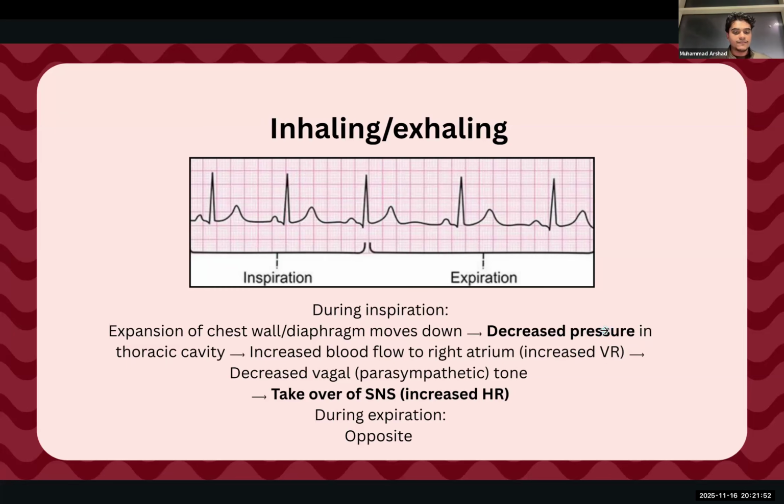And as a result, you're going to have decreased vagal or parasympathetic tone during inspiration, and you're going to have a takeover of the sympathetic nervous system instead, which is going to increase the heart rate. And then during expiration, you pretty much just have the opposite, right? So during expiration, as you guys can clearly see here, the heart rate gets much slower. There's a much bigger gap in between each heartbeat, as opposed to inspiration, and that's because you have the opposite, right? So you have the compression of the chest wall, diaphragm moves up, increased pressure in the thoracic cavity, decreased blood flow to the right atrium, increased pressure, increased vagal and parasympathetic tone, and then parasympathetic is obviously going to lower the heart rate.